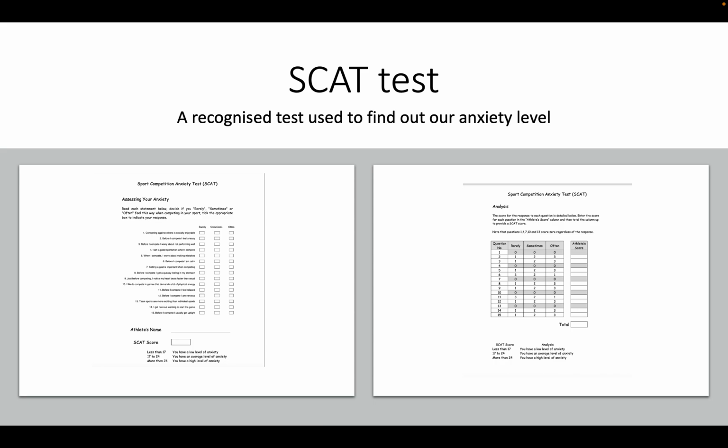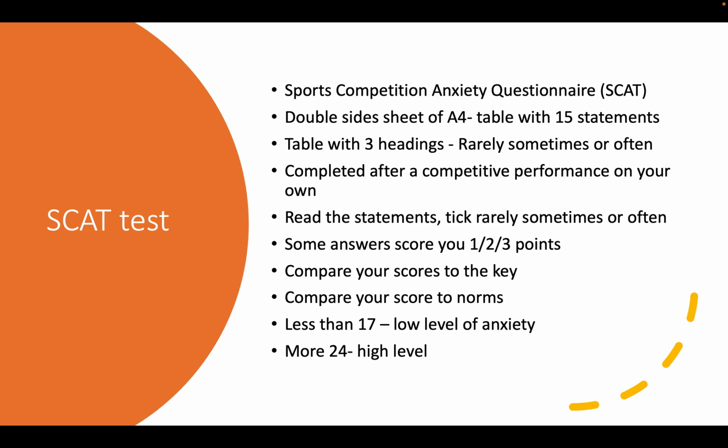It's important to note here that the SCAT test is a recognised test, and it's used to find out our anxiety level. So, the Sports Competition Anxiety Questionnaire, or SCAT test. This is a double-sided sheet of A4 paper with 15 statements on it. These are in a table, and inside the table there are 3 headings: rarely, sometimes, or often. This test would be completed after a competitive performance on your own. How we complete it is we read the statements and then we tick rarely, sometimes, or often.